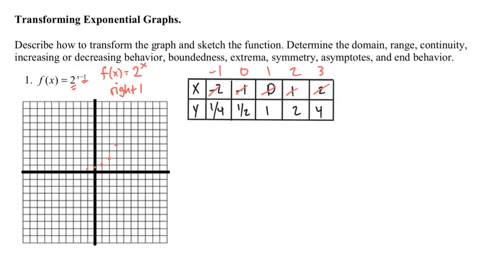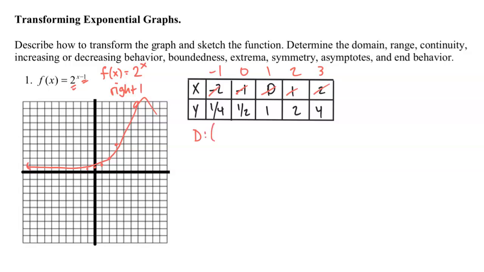And so you can see that this graph, we didn't move it up or down, so that horizontal asymptote is still going to be at y is equal to 0. And that was pretty close. I nearly made it through all of those points, not bad. And so let's go ahead and talk about some of these characteristics.